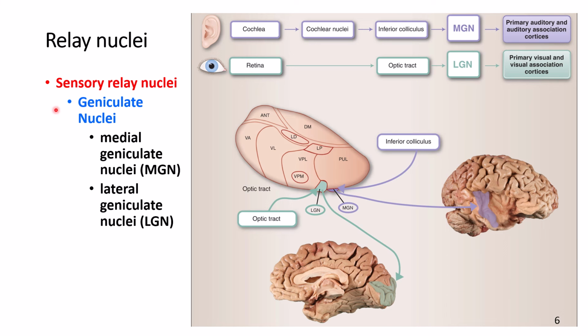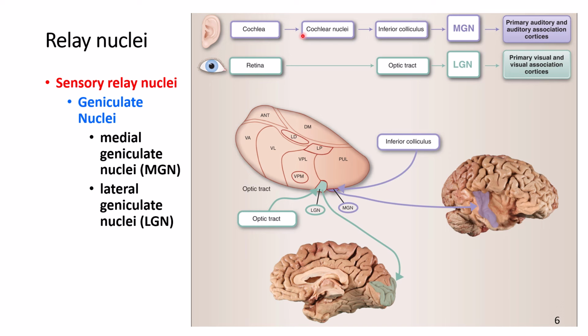Then we are still in the sensory relay nuclei. These are the special sensory geniculate nuclei. One is the medial geniculate nucleus, and the other one is the lateral geniculate nucleus. So starting with the auditory system, there are hair cells in the cochlea, and that goes to the spiral ganglion, which is not shown here. If you want to write it, you can write it, the spiral ganglion.